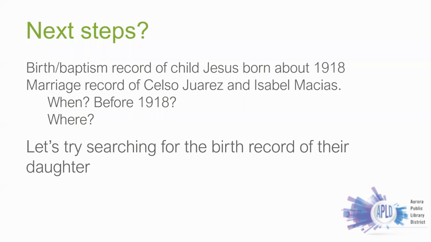So let's take a look at our next steps. What are our next possibilities? We could look for the birth or the baptism record of the daughter Jesus, and based on what we found in the census, she's probably born about 1918.